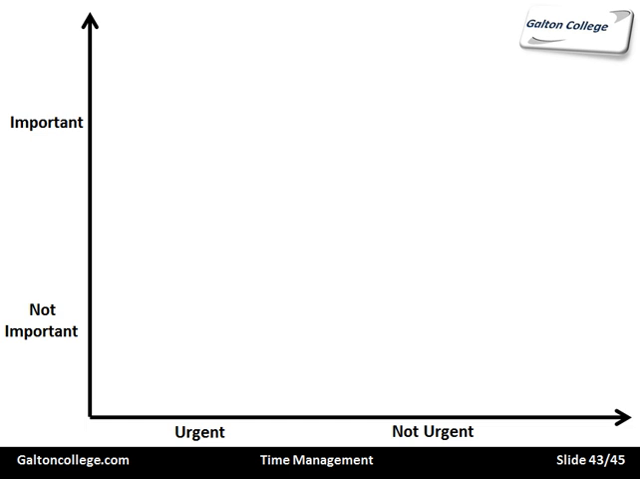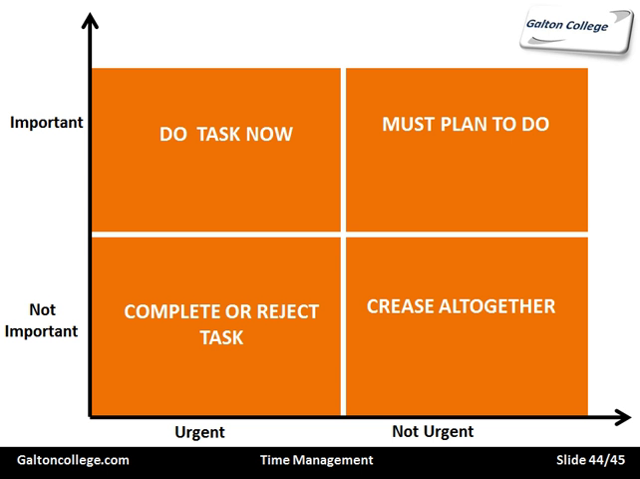So if we just plot this, we would have a horizontal axis with urgent and not urgent, and a vertical axis, not important and important. And we could just simply fill it out like that, and into these boxes we can write what's urgent, what's not urgent, what's important and what's not important. So there may be something that is important and urgent, in which case do it right now. It's urgent and it's important. Do it now. It could be urgent and not important. So you could complete it or reject it. It's urgent, but it's just not important.